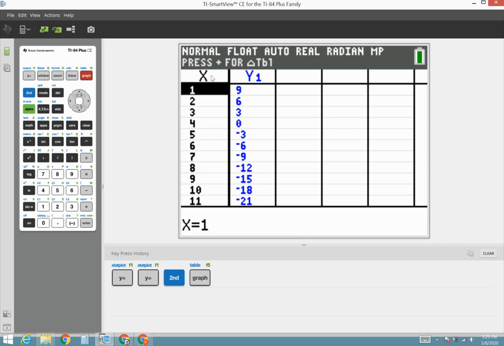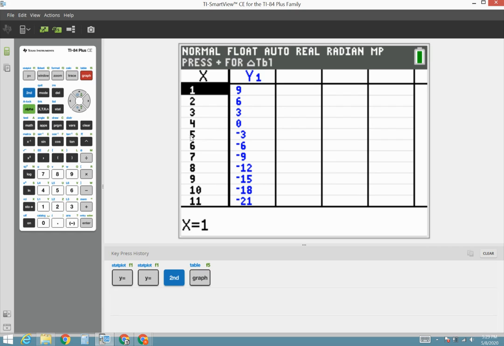So the x is the term number and the y is the actual sequence. The first term is 9, the second term is 6, the third term is 3, the fourth term is 0, the fifth term is negative 3. So if they wanted the first five terms, it's 9, 6, 3, 0, negative 3.